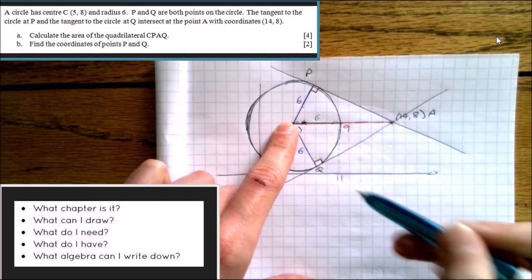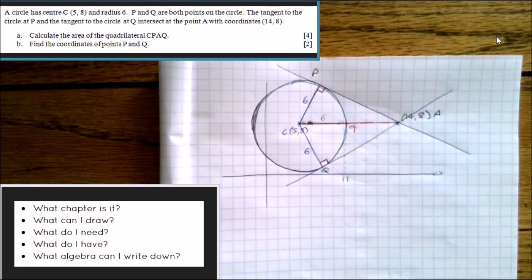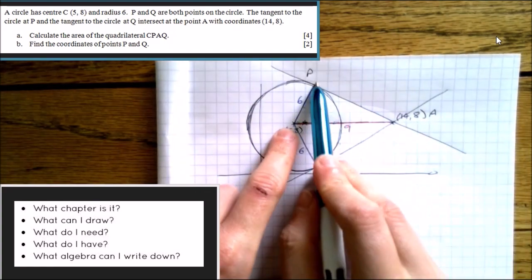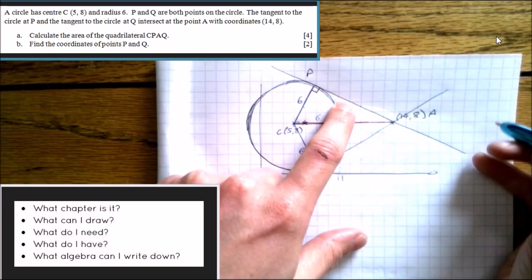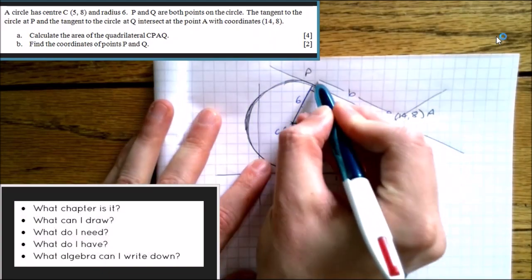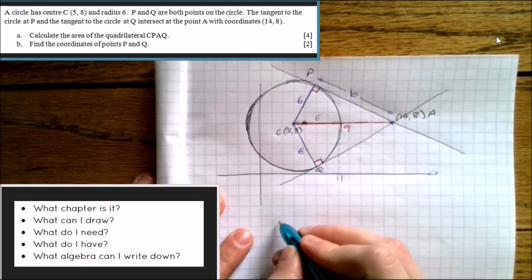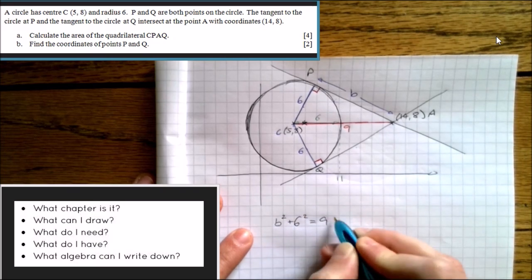All right, finding the area of this triangle. Well, it's a right angle triangle, so I'm going to use half times base times height, where one of these is the base, one of these is the height. It's the perpendicular bits. So I'm going to need this length here. Let's call it B. I want B. I guess this is what algebra I can write down. I have B squared add 6 squared equals 9 squared.